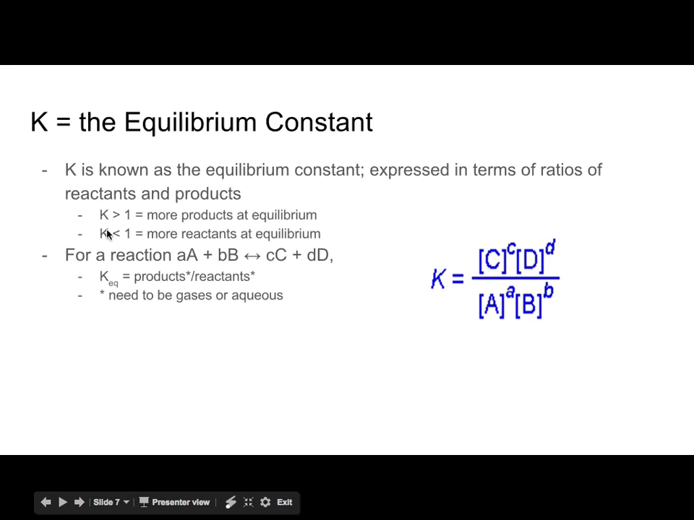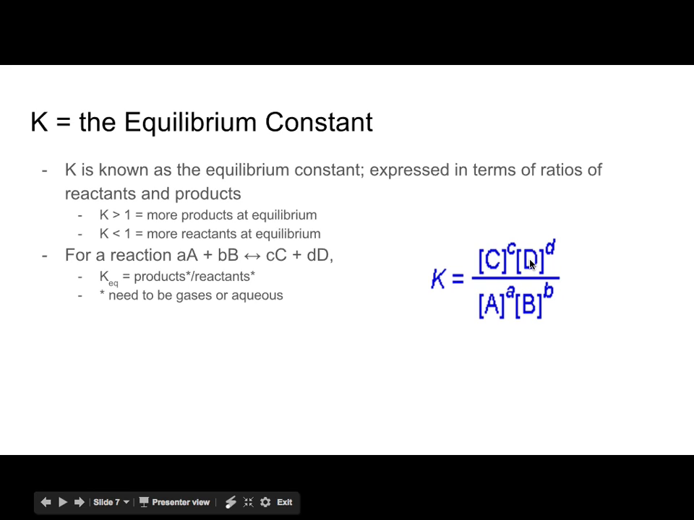If it's the opposite, K is under 1, so it's like 0.1 or 0.001 or something like that. Not negative, you don't get to go negative, but somewhere between 0 and 1, we say that at equilibrium the reactants are top heavy, or the bottom is heavy, and you don't have as many products.